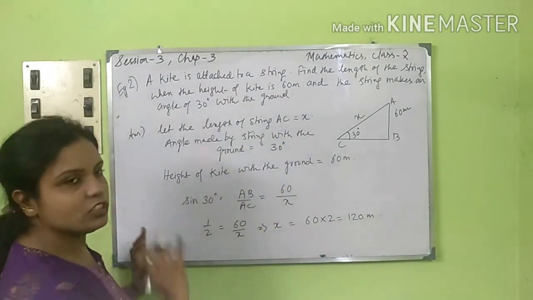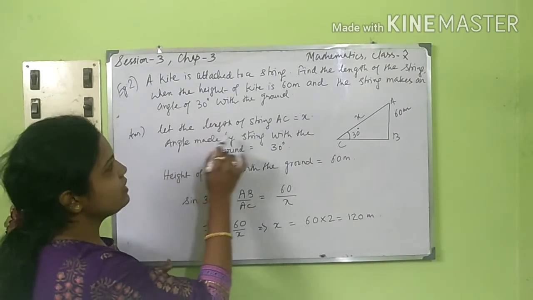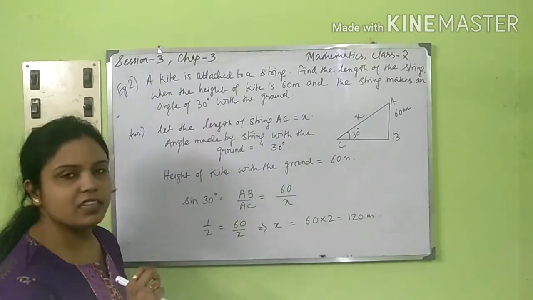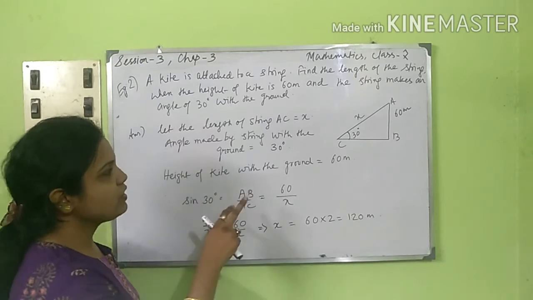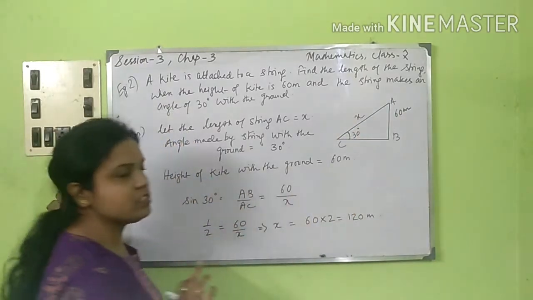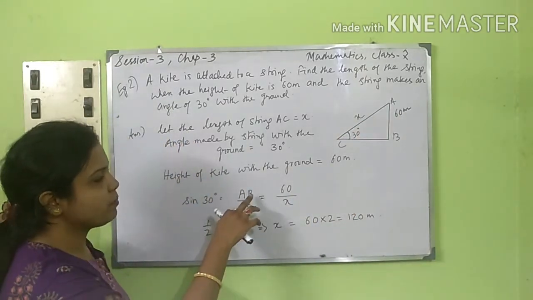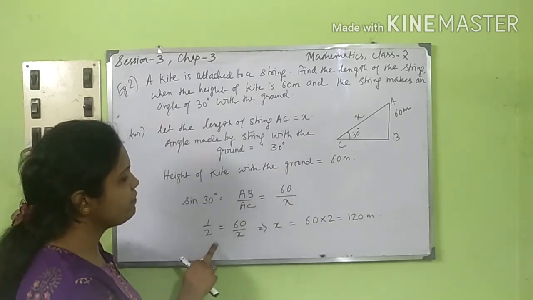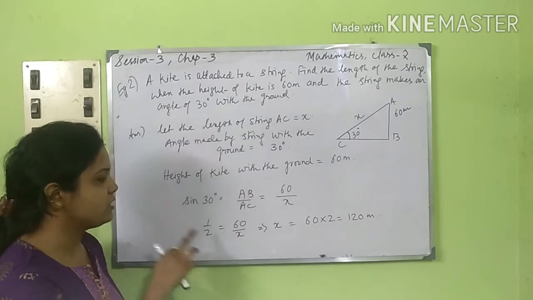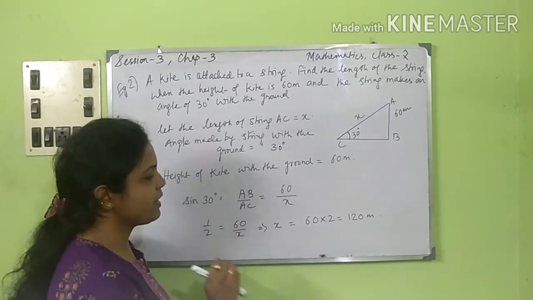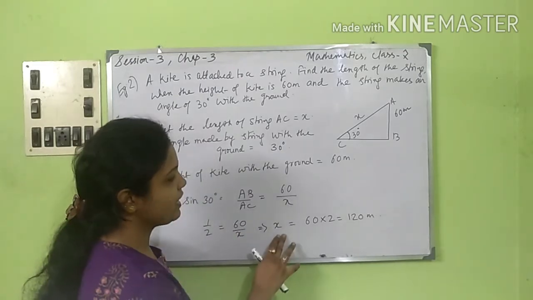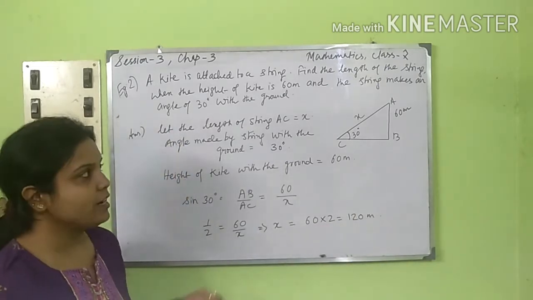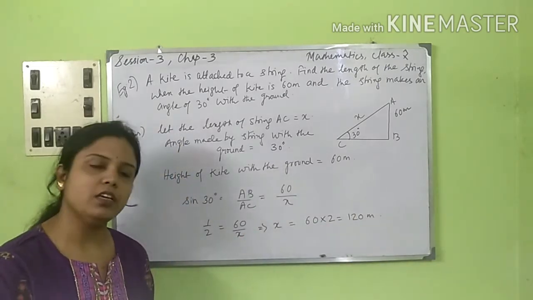Once again, just look at the statements. Let the length of the string AC be x and the angle made by the string and the ground is 30 degree. The height of the kite from the ground is already given, that is 60 meter. So sine 30 is perpendicular by hypotenuse, that is 60 by x. The value of sine 30 degree is half, so half equals 60 by x. Cross multiplying, we get x is equal to 60 into 2, that is 120 meter. So the length of the string is 120 meter.